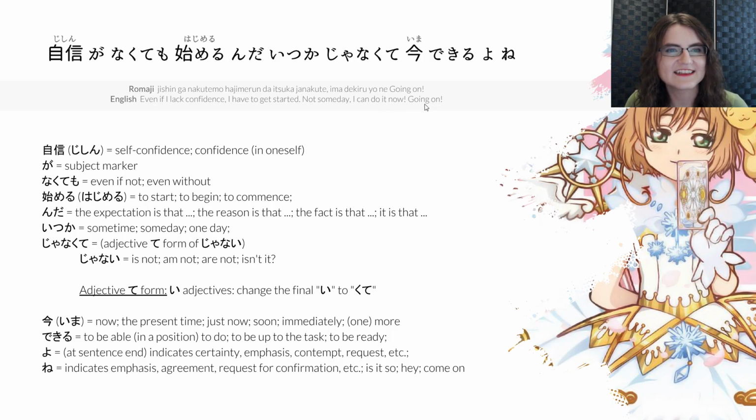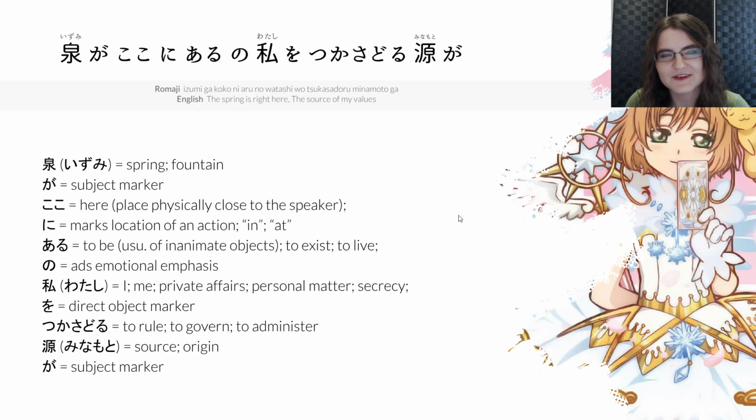Then going on, that's from the song. I leave the English out because you don't really need to translate that. You should know what going on means.